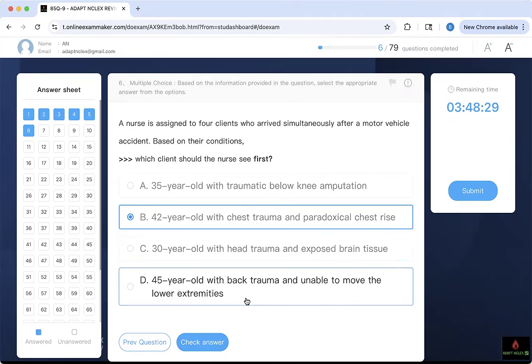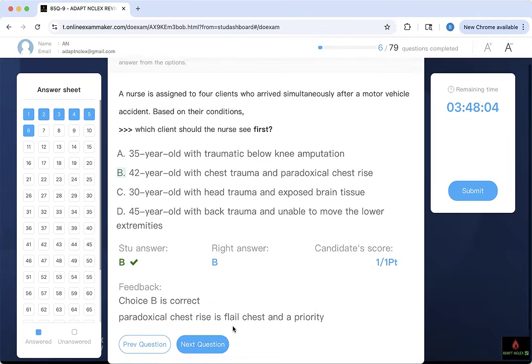If you are not able to move your lower extremities after injury to your back, you have a spinal cord injury. But you are not in basically a movement issue. There's no evidence of autonomic dysreflexia or anything like that. All I see is you can't move your leg. Well, you can talk, you can speak, you can do anything. Number 2 is in trouble. Chest trauma, paradoxical chest rise is a problem. Triage nursing made easy.